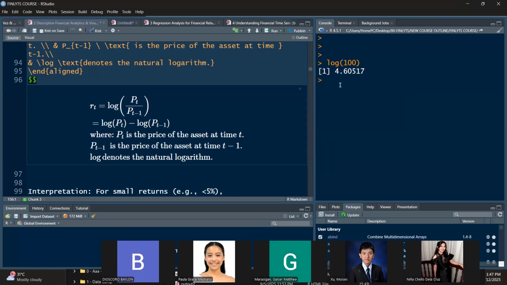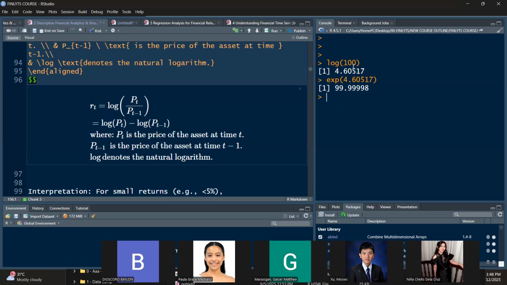So let me show that E raised to this number, 4.60517, gives us 99.999 approximately, only because this was already truncated. This is not actually the exact answer. There are more decimal places there. So it's 99.9998, approximately 100. When you're using log in R, just be aware that you're using the base E. That's the default.